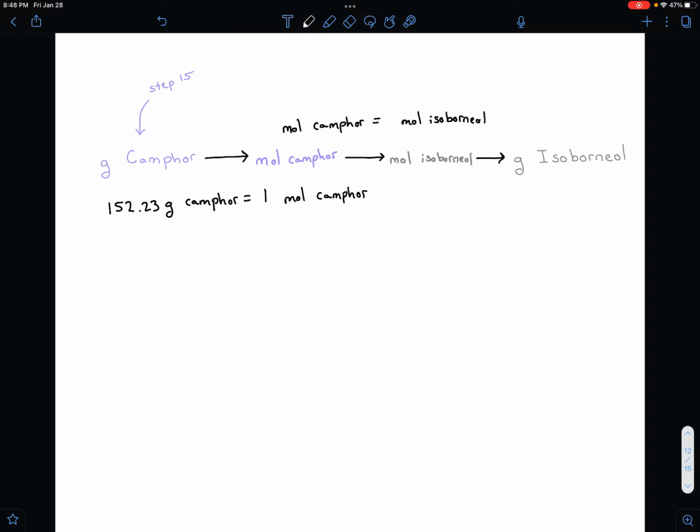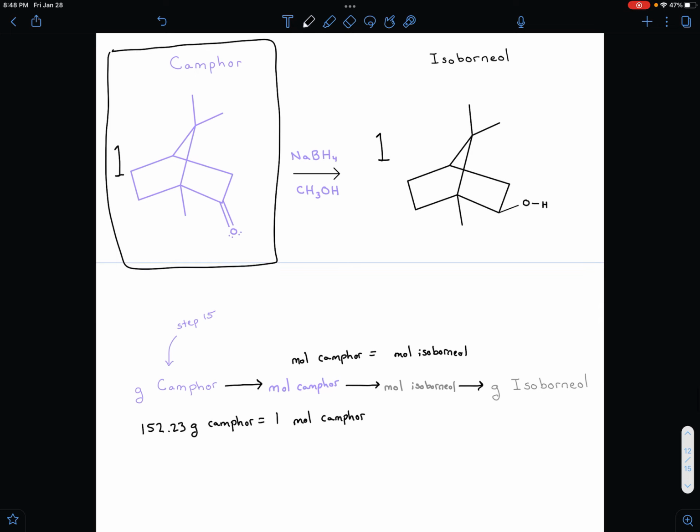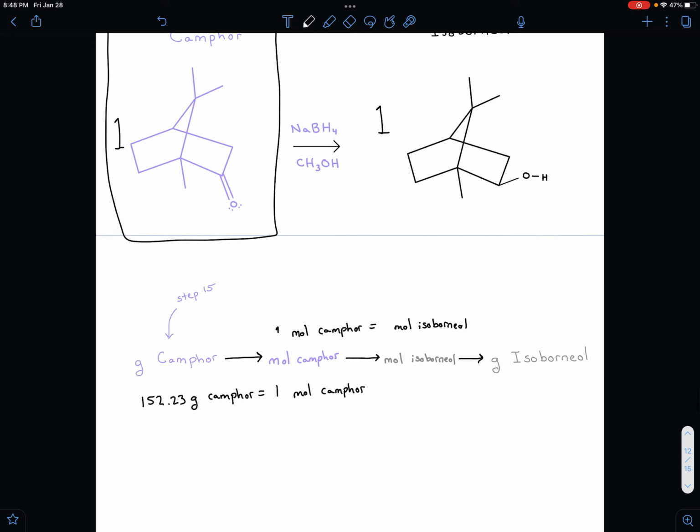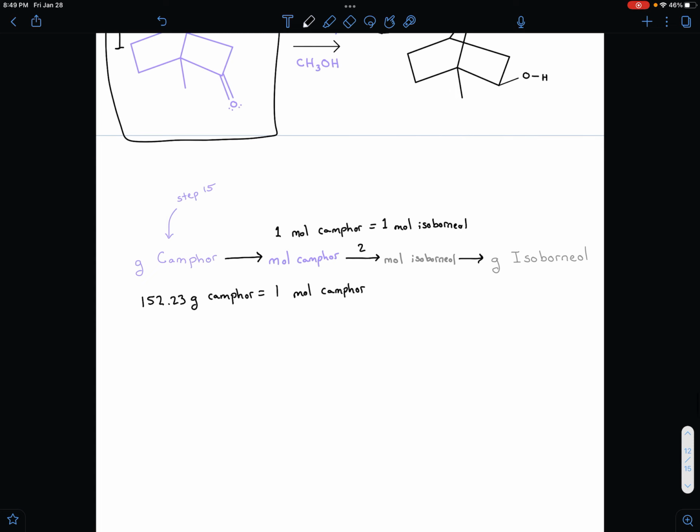We get that from the balanced chemical equation. If you look at the equation, there is an implied 1 written in front of each of these. Each mole of camphor would turn into a mole of isoborneol. There's a 1-to-1 ratio between those. So for every 1 mole of camphor, you'll have 1 mole of isoborneol. So much for our second conversion.